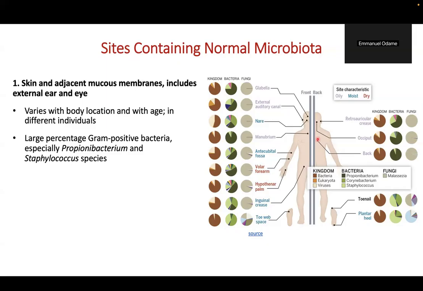The first one we talk about is the skin and adjacent mucous membranes, including the external ear and eye. And clearly you can see that there's a variety of microbiota present. If you take just the skin alone, you can find them all over the place. For example, just the toe web, you can also find some microbiota present. The microbiota that falls under this category are mostly gram-positive, especially Staphylococcus species, and they are mostly present on your skin and on the surface of the body.